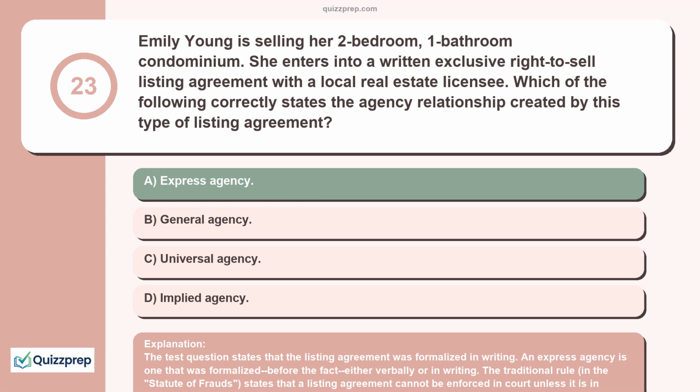D is incorrect. An implied agency is created through the actions of the two parties. Here, the test question states this listing agreement was created before the fact and is in writing, making it an express agency, not an implied agency.